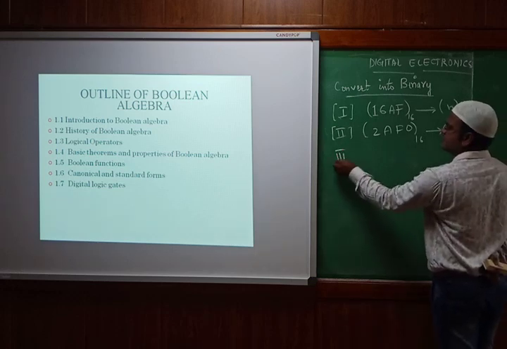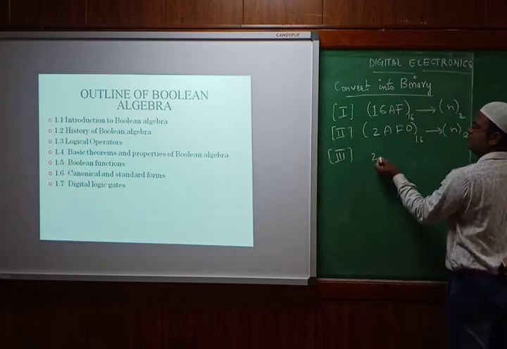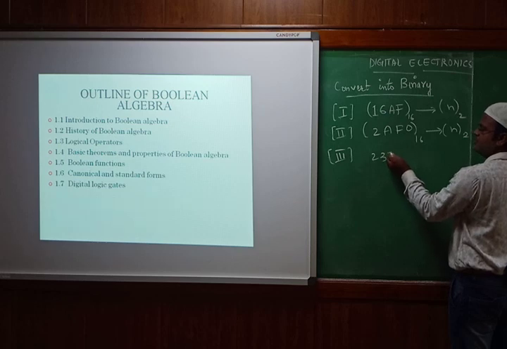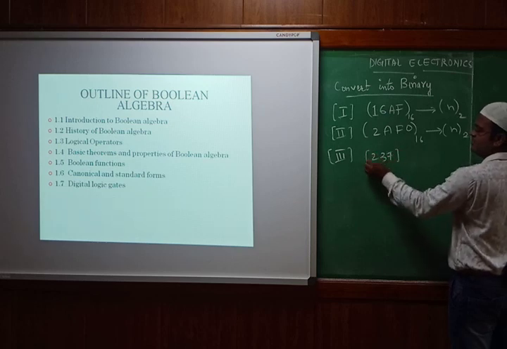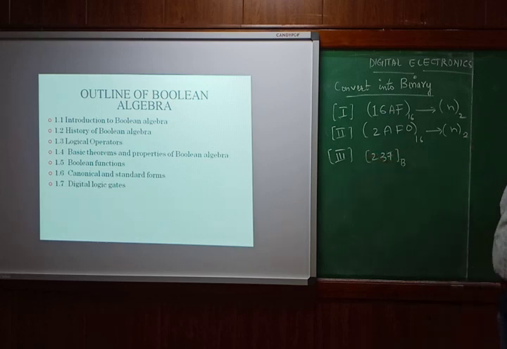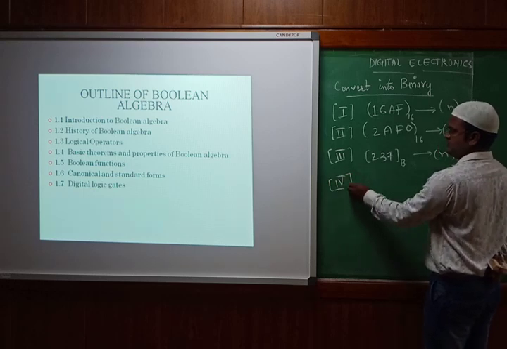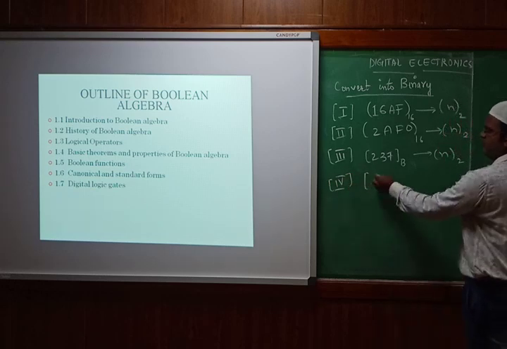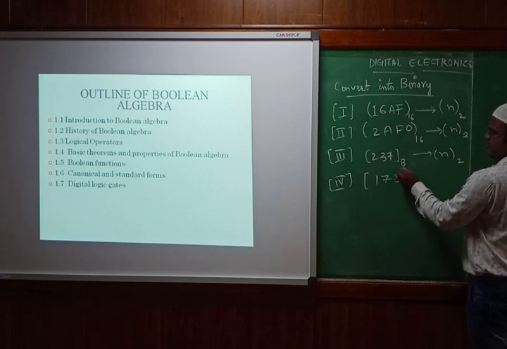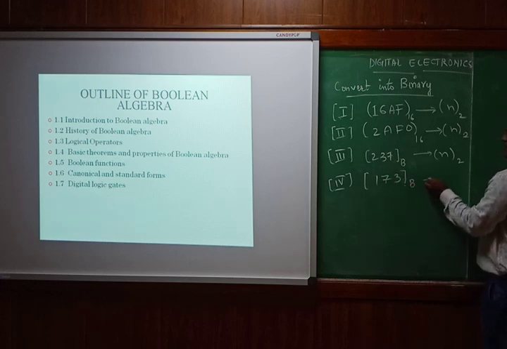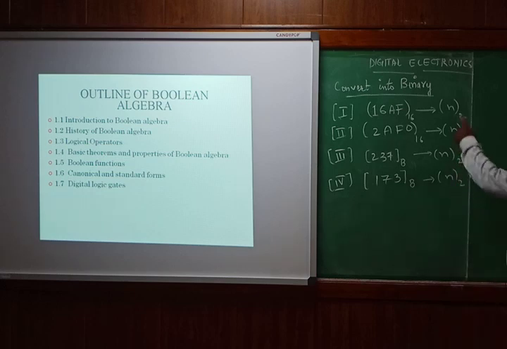Third, next I have 237, for example in base 8. Base 8 means it is octal, so we need to convert that into base 2. Likewise, next number, if I have 173, that is in octal form. That also we need to convert into the binary form.